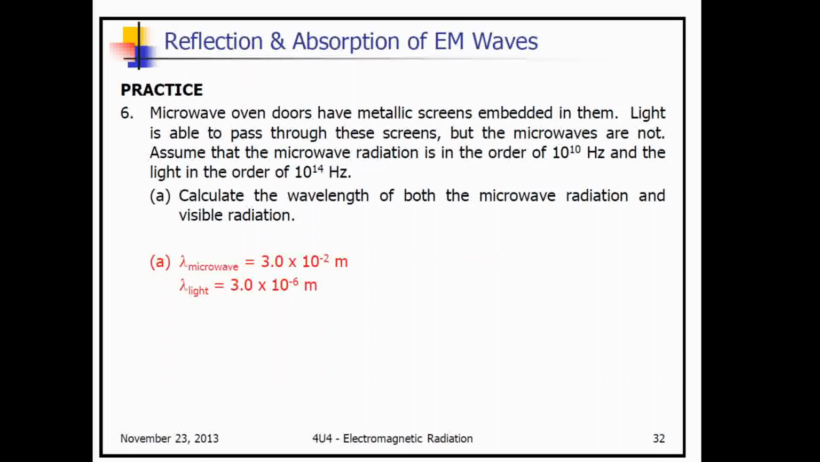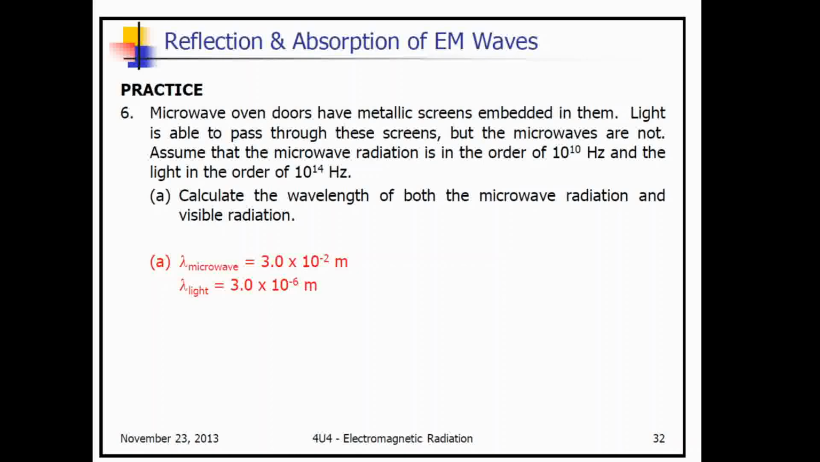Another question here, it says microwave oven doors have metallic screens embedded in them. Light passes through those screens, but the microwaves do not. So let's assume that the microwave radiation is on the order of 10 to the power of 10 hertz, and the light is on the order of 10 to the power of 14. So calculate the wavelength of both the microwave radiation and the visible radiation. And the answers are there. I won't calculate that because this is relatively simple.